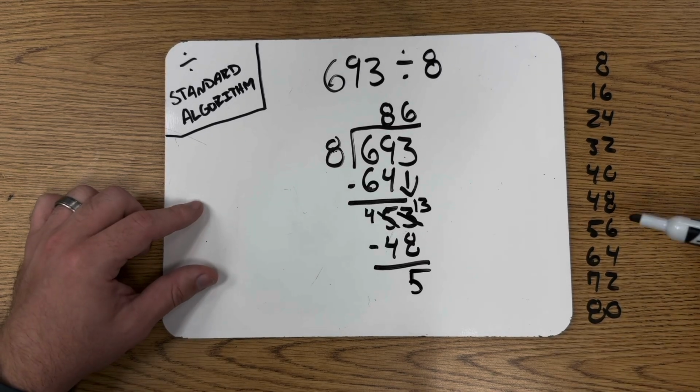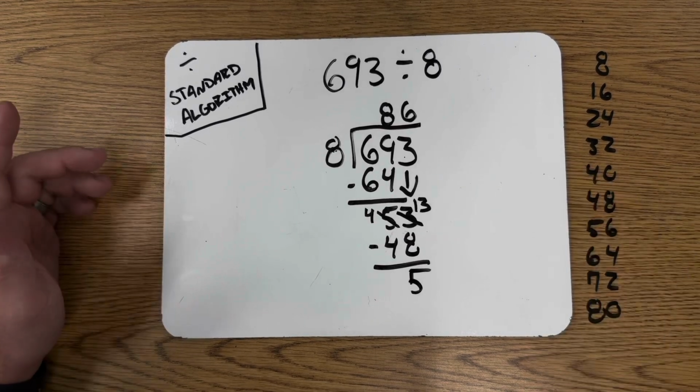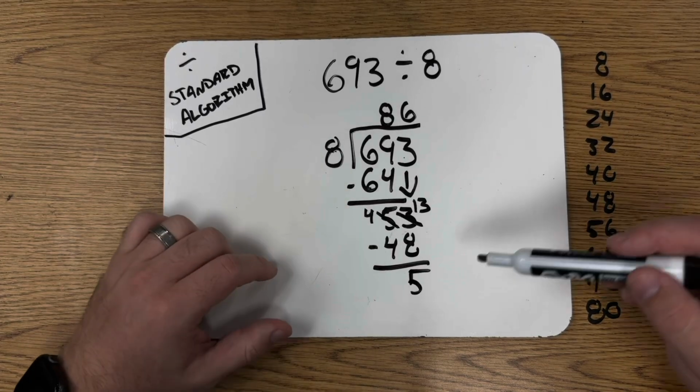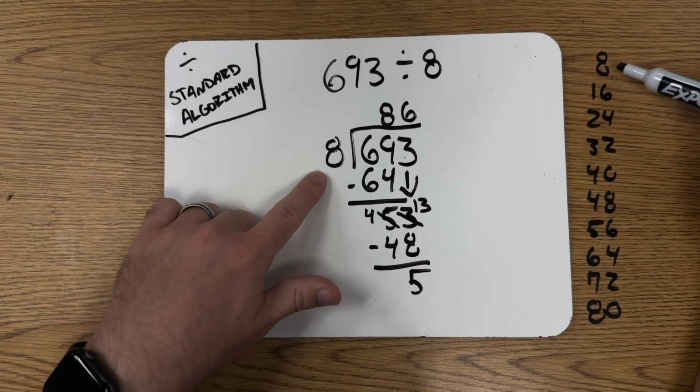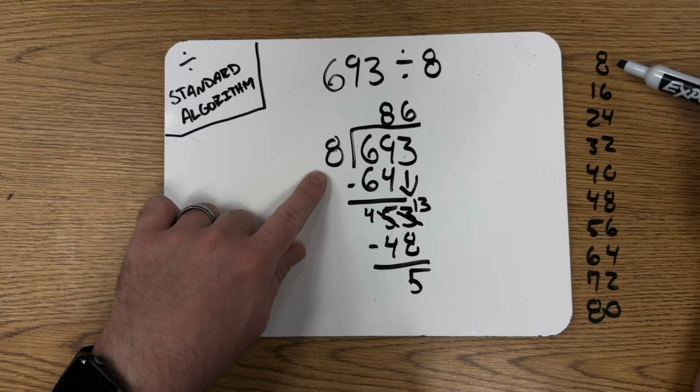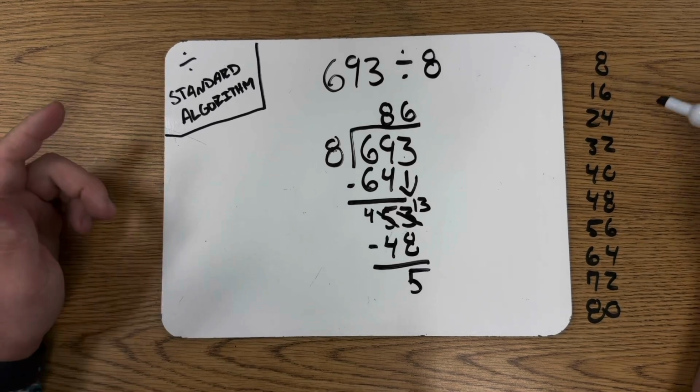I look at my list again. I have nothing to bring down over here. I'm done. I look at my list. Can I get close to 5? Well, no, because it's less than 8, so there's nothing I can do. So I look at this and I say, okay, I'm done.